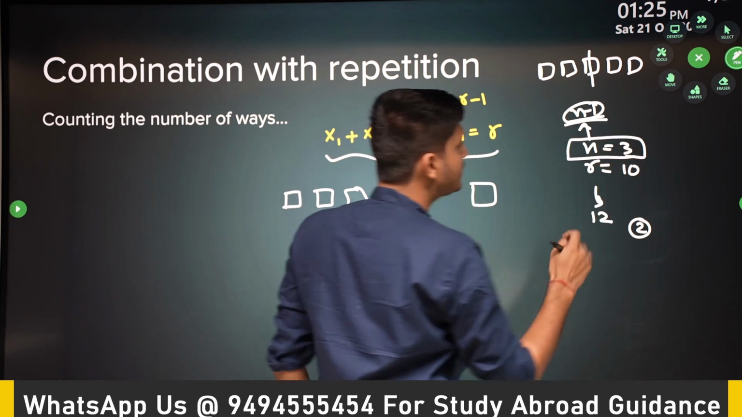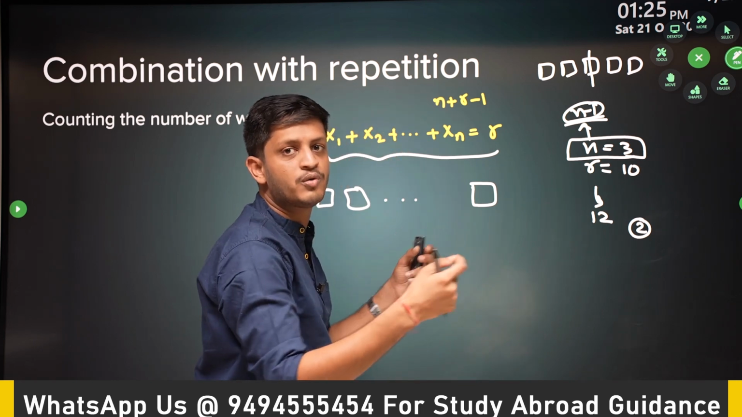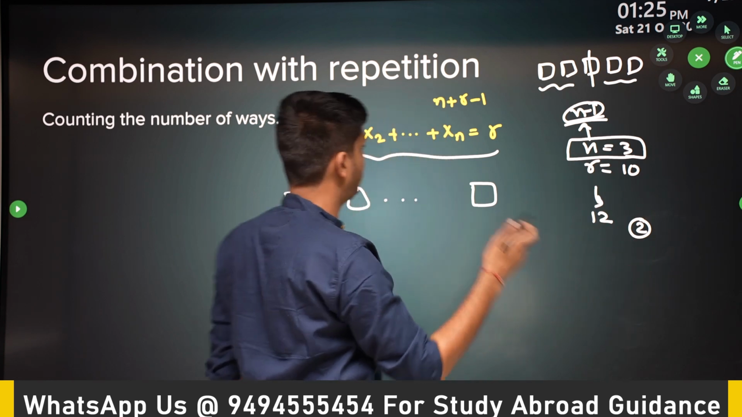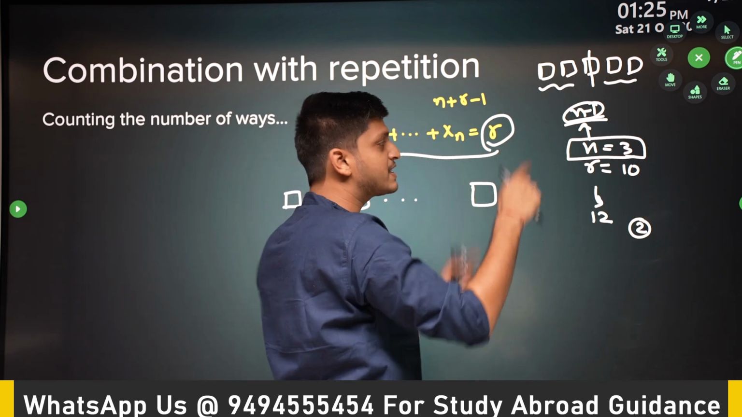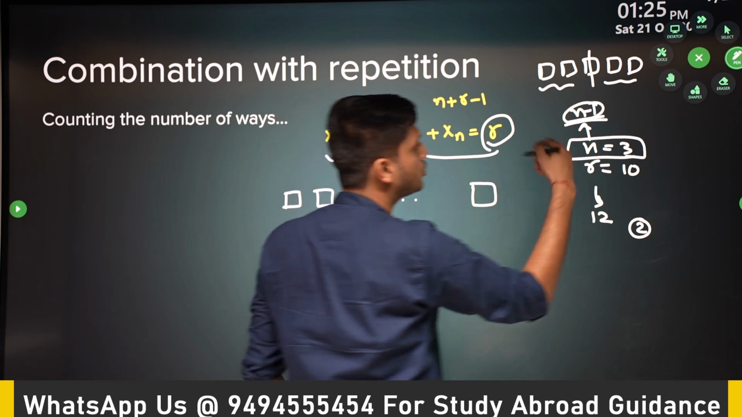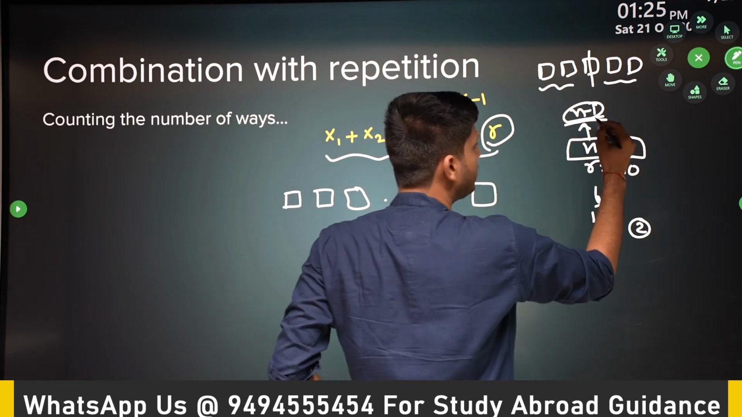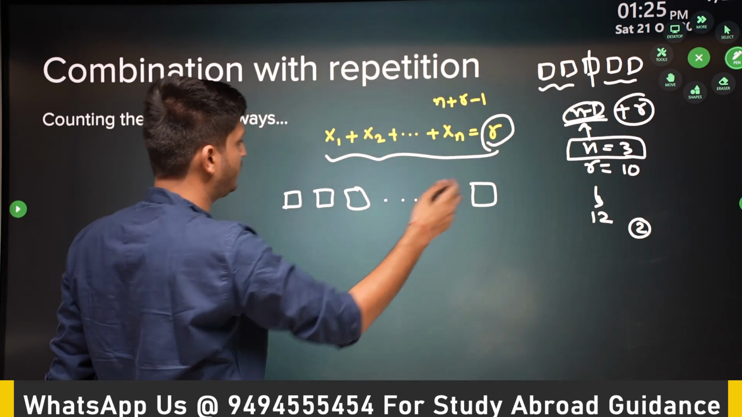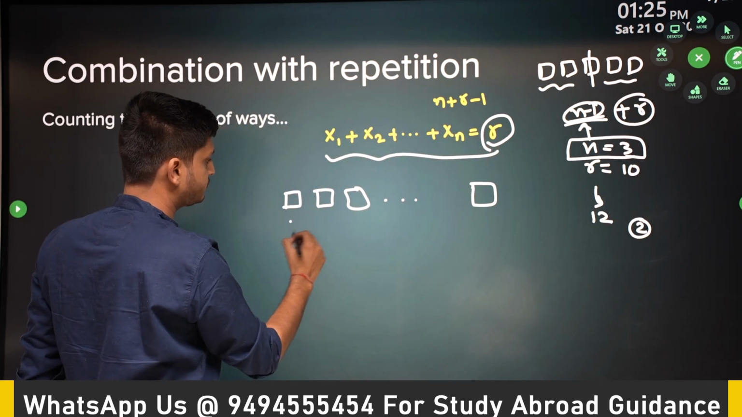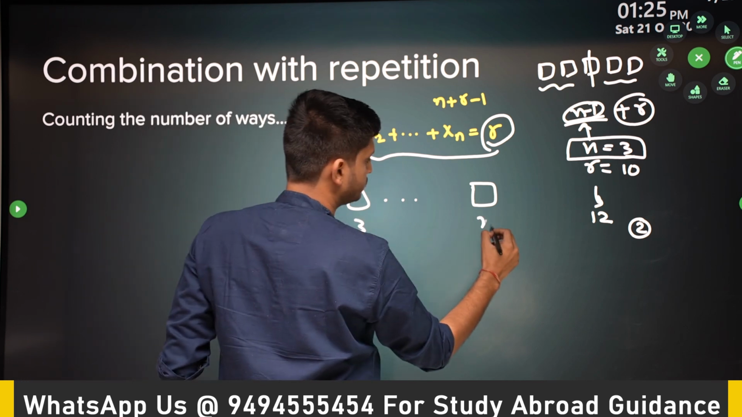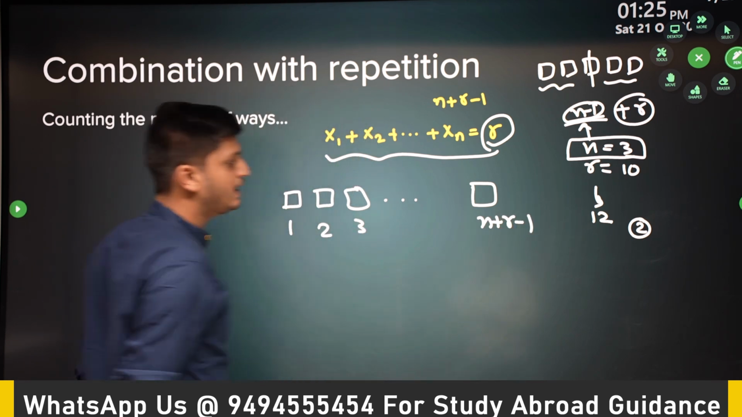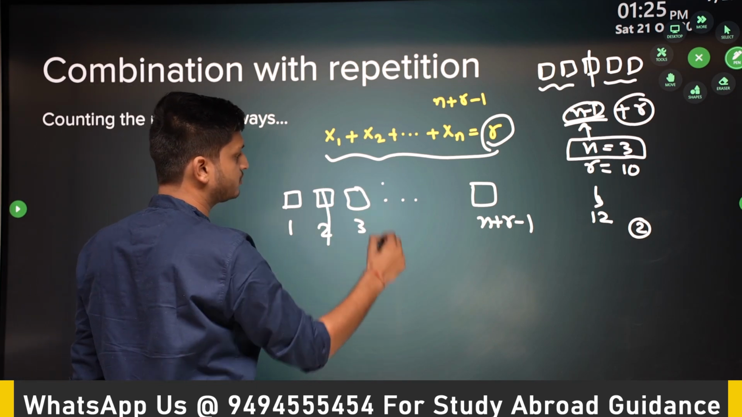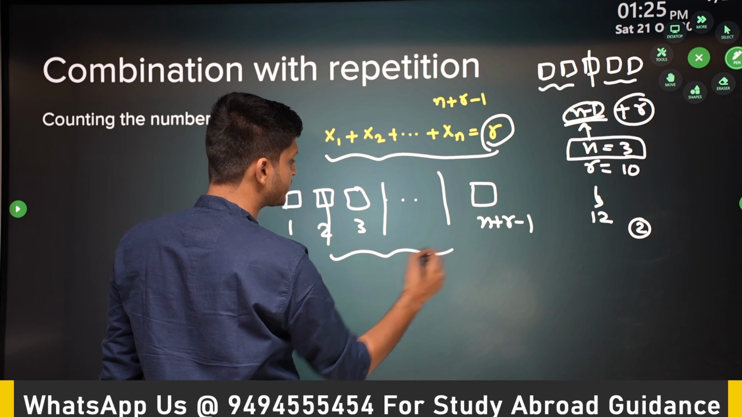And after inserting n minus 1 sticks, what do I want? I want the total sum of boxes to be equal to r. Right? The total sum of boxes should be equal to r after inserting n minus 1 sticks. So the total number of boxes we need initially should be n minus 1 plus r. Right? That's how it comes. We need n plus r minus 1 boxes, and we need n minus 1 sticks. Insert n minus 1 sticks anywhere.